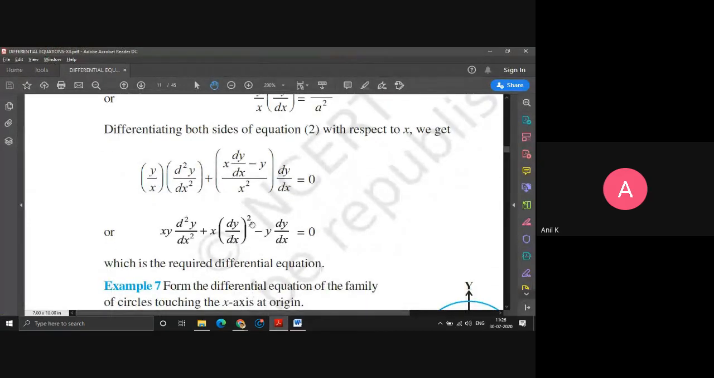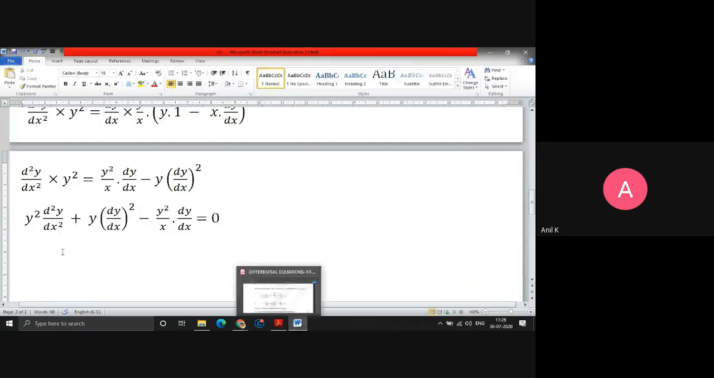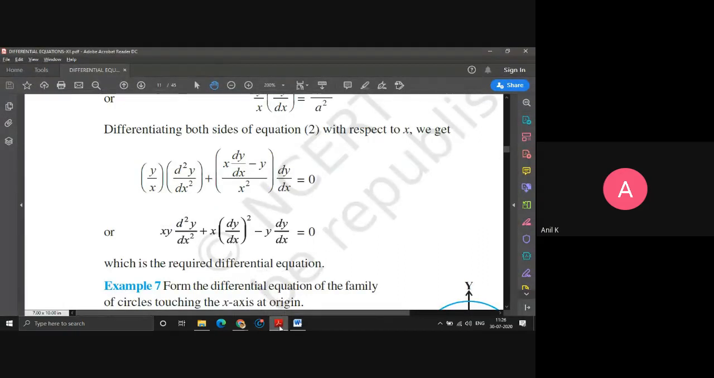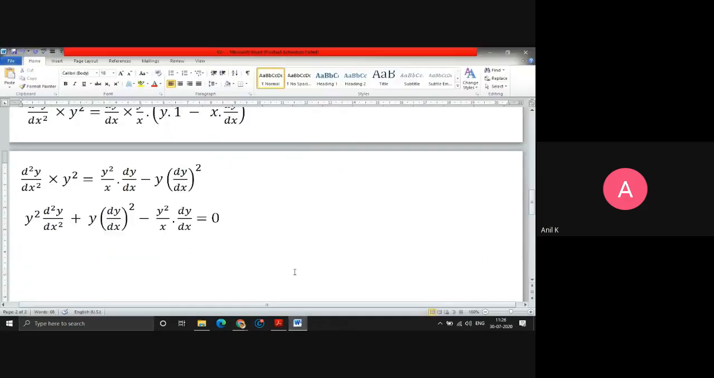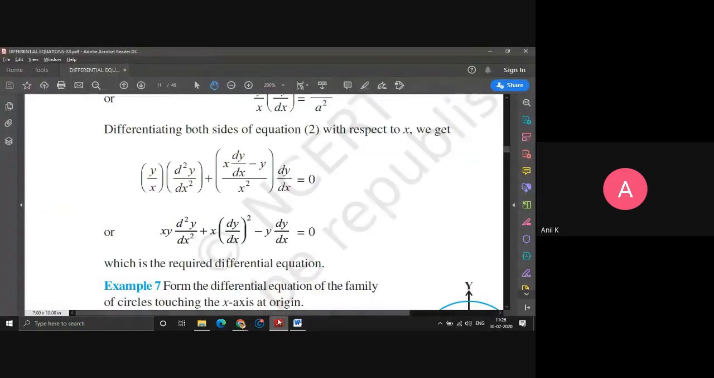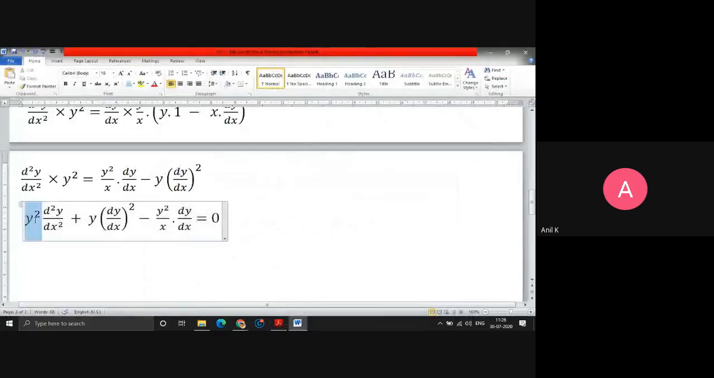They might have done one more simple way for the final answer. They are taking the LCM with x, so that x y square d square y by dx square plus x y dy by dx whole square minus y square dy by dx. So you got the final answer. Maybe you can see their answer. There is no y square term because they have taken y common: here also y is there, here also y is there, here also y is there. So they have taken one y common. You can leave the answer here itself, no problem. No need to simplify further.